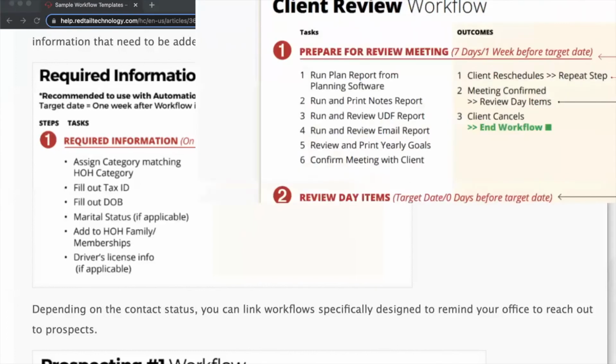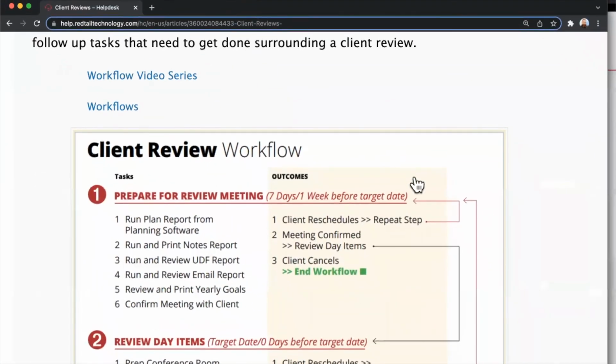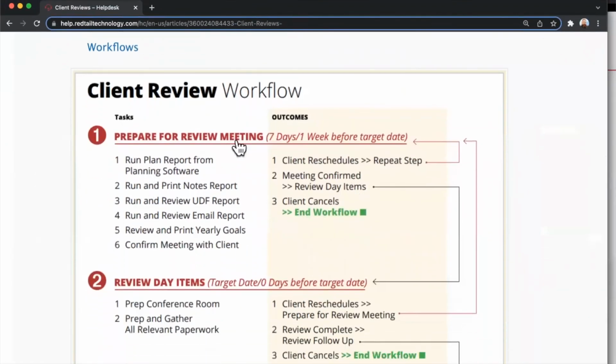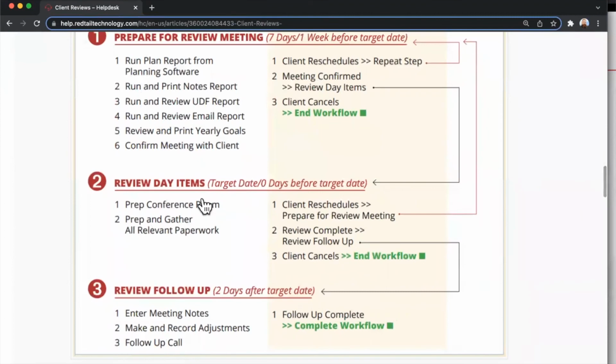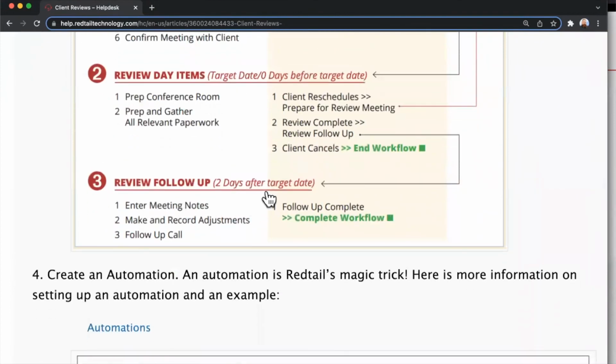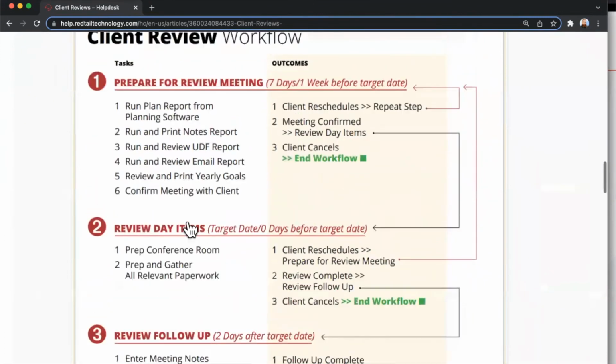And then the last one that we have, like that client review workflow, is where I need to prepare for the review meeting. We're going to say that's due 7 days before the target date. And here are those tasks. Review day items is happening on the target date with those tasks. And then I have review follow-up 2 days after the target date. And here are those tasks that need to happen. Again, you can see the different outcomes and how they go.